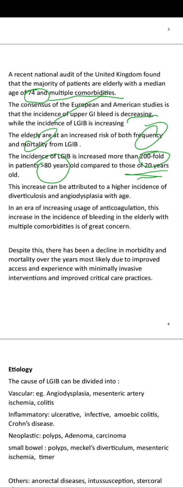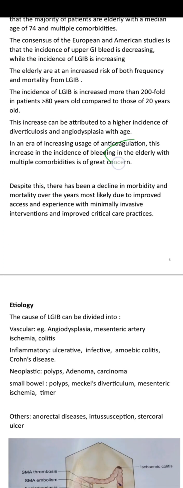And this is maybe related to the main anatomical causes of lower GI bleeding, diverticulosis and angiodysplasia, and we will see how diverticulosis is present in more than 50% of the population above their 60s. Okay, this is one. Also, the increased usage of anticoagulation in the last decade, or the last 50 years, also correlates with the increased incidence of lower GI bleeding.